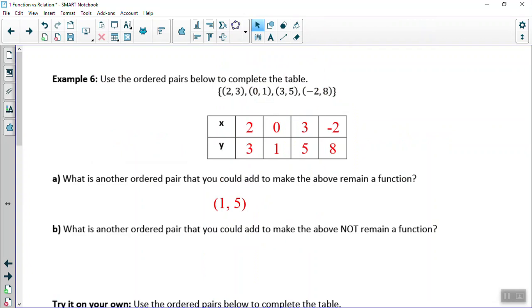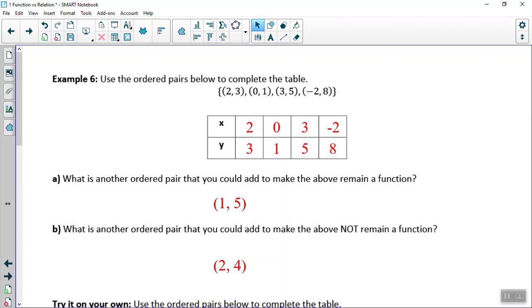All right, now what's another ordered pair we could add to make the above not remain a function? So now I want to add an ordered pair to this so it's no longer a function. This means that I have to repeat one of these x values. So I have to have an ordered pair that has either a 2, a 0, a 3, or a -2. So I happen to pick 2. And then I just picked a random y value, 4.